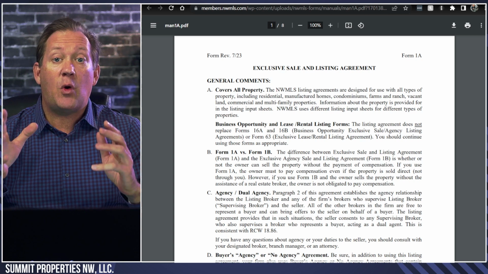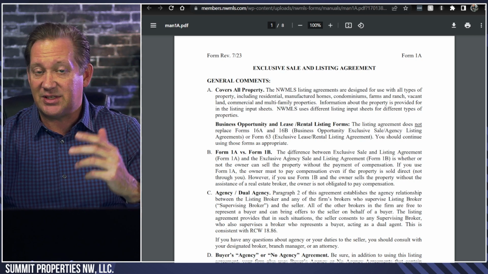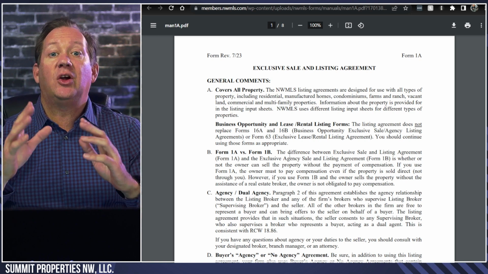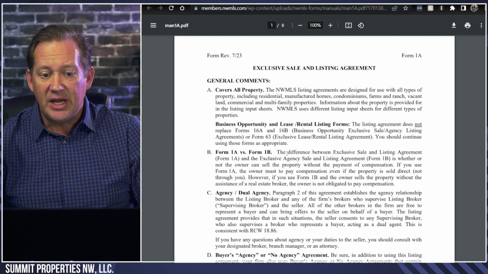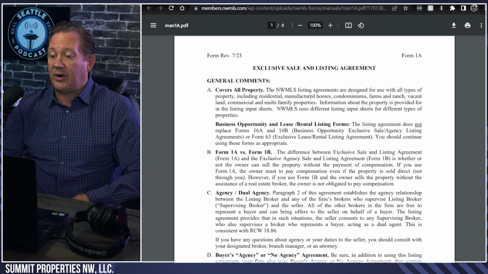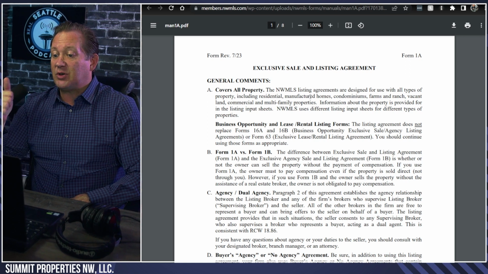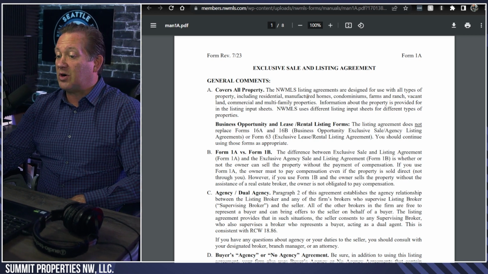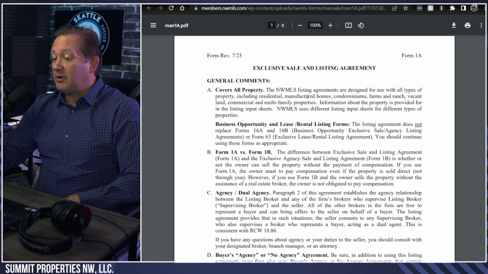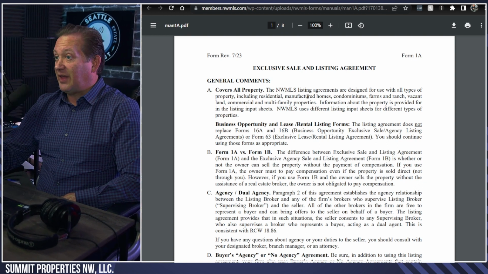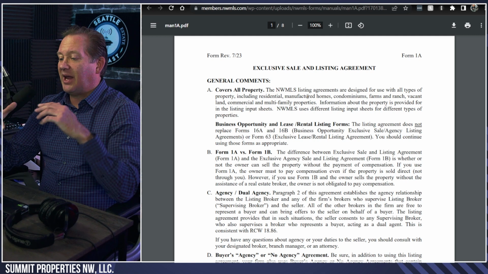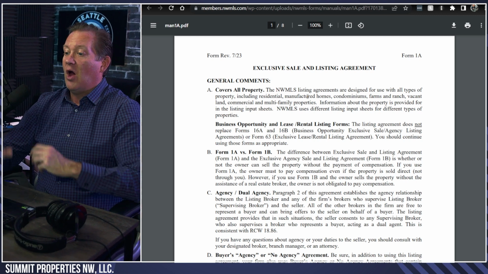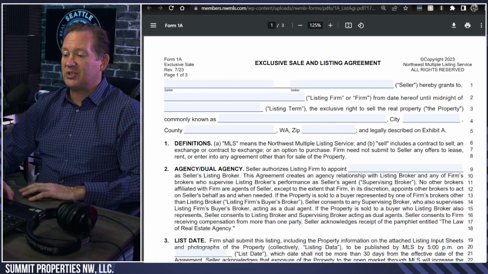Most people typically use Form 1A. If you've got a seller that's insistent upon Form 1B, talk to your managing broker, get their opinion, go from there. All right. So Form 1A covers all property: residential, manufactured, and again, I'm reading right from here, condominiums, farms and ranch, vacant land, commercial and multifamily properties. Business opportunity and lease rental forms, read that in Manual 1A. It goes into just a little bit of difference. But basically, if you're selling a home, condo, anything like that, Form 1A is going to be adequate. So let's jump on into the form.